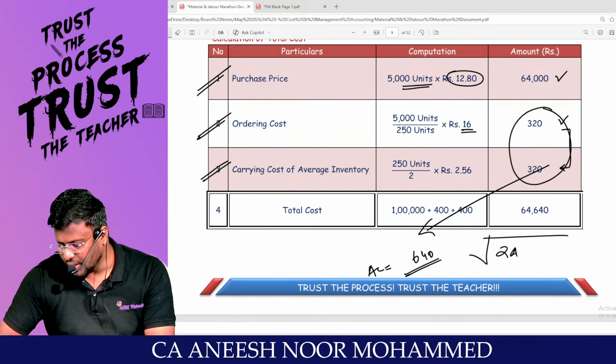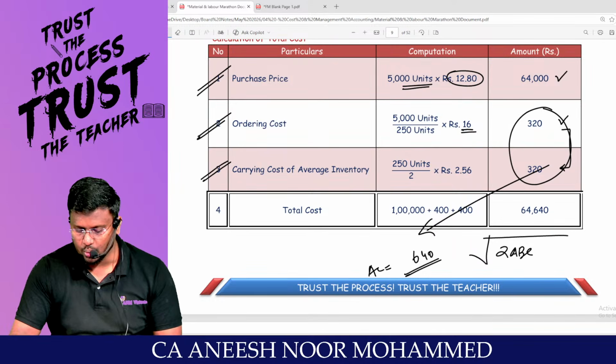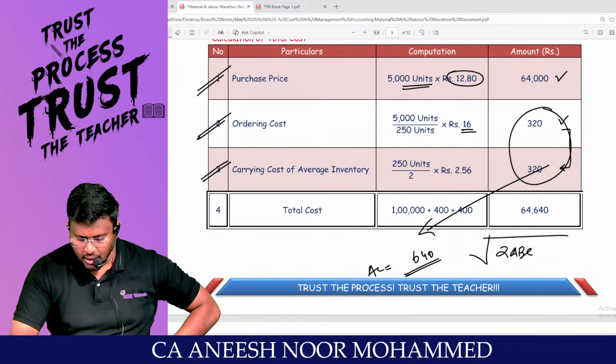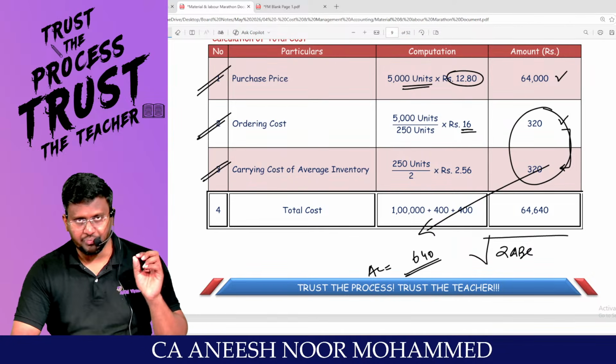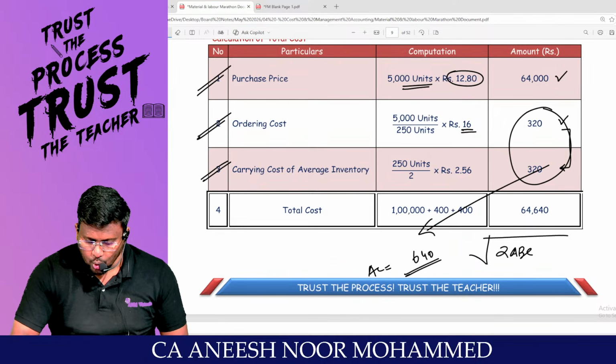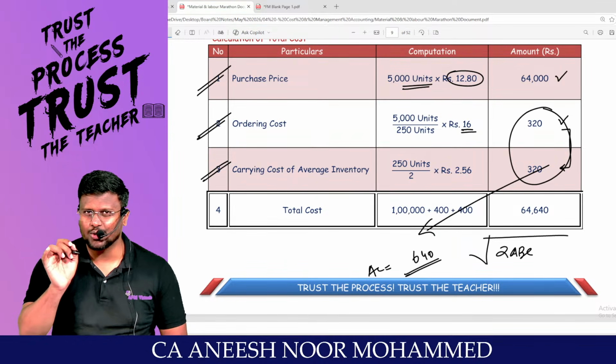This you can find out by way of root of 2 into A into B into C. If you want, take your calculator. 2 into annual consumption 5,000, you will get 10,000. Into B, 16 rupees per order. Into C, carrying cost per unit per annum 2.56, gives 4,09,600. If you take the root, you will get 640. That is the total associate cost.